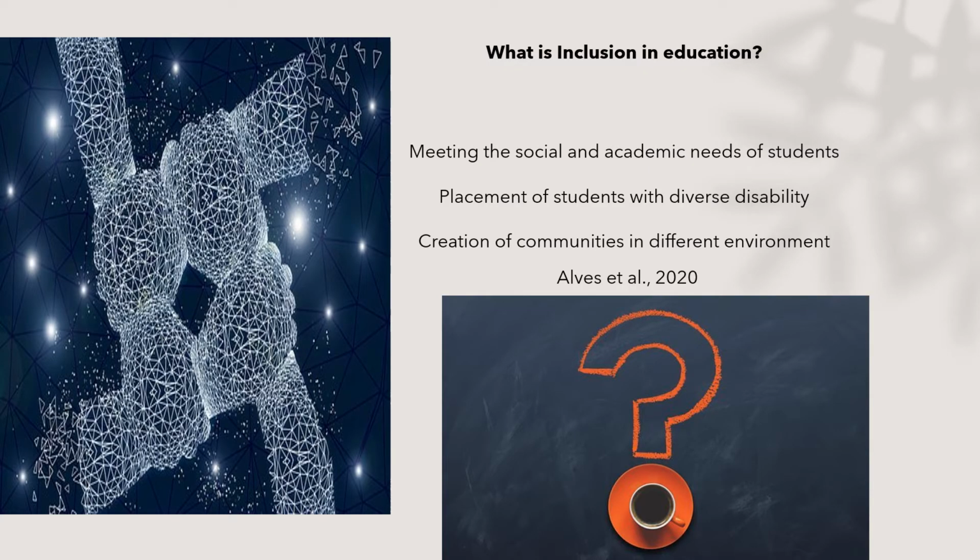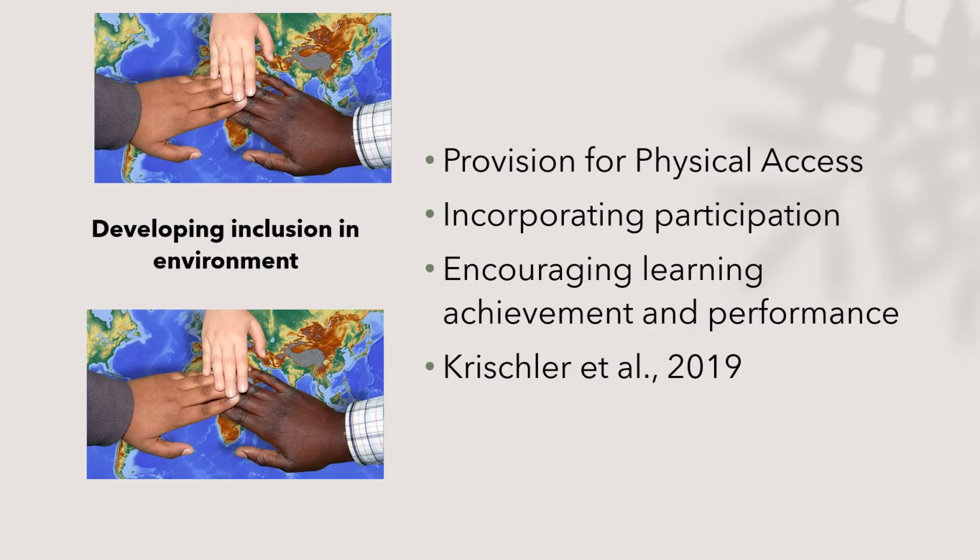So we spoke about what is inclusion in education. It's the ability to meet the social and economic needs of students. It's the placement of students with diverse disability and creation of communities in different environments. So how did we develop inclusion in our learning environment? There had to be a means for us to provide physical access. We had to incorporate participation, encouraging learning, achievement, and performance in the classroom.